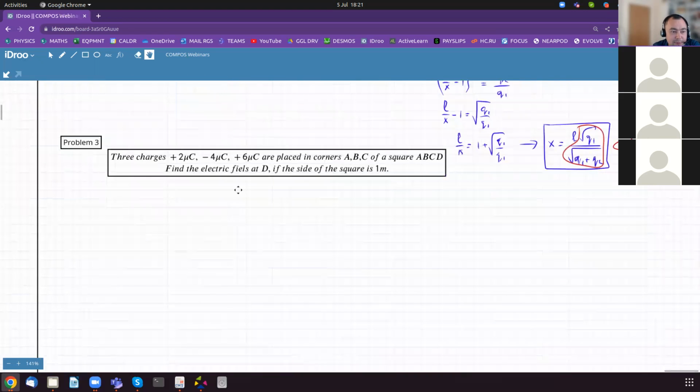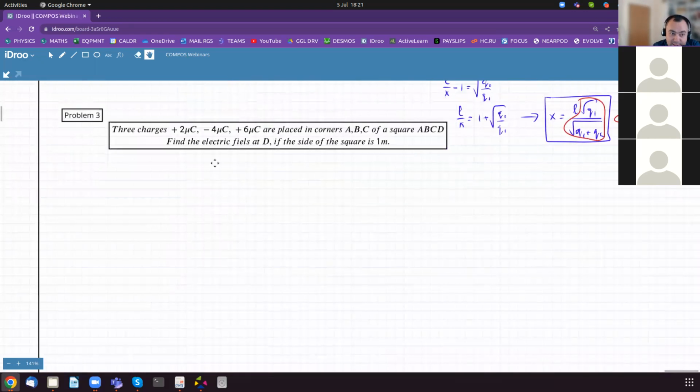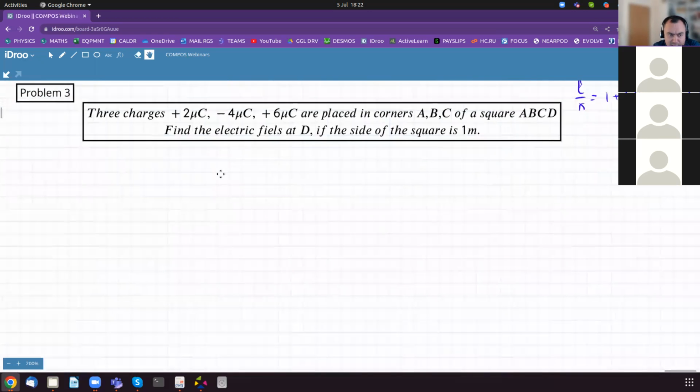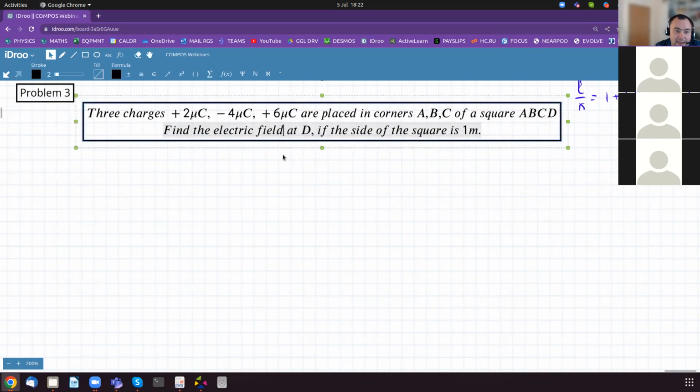Okay, problem 3. You've seen this problem. This almost exact same problem you have in the assignment. I think it's question 4 or something. 3 charges, 2 microcoulombs, minus 4 microcoulombs, and 6 microcoulombs are placed in corners A, B, C of a square ABCD. Find the electric field at D if the side of the square is 1 meter.